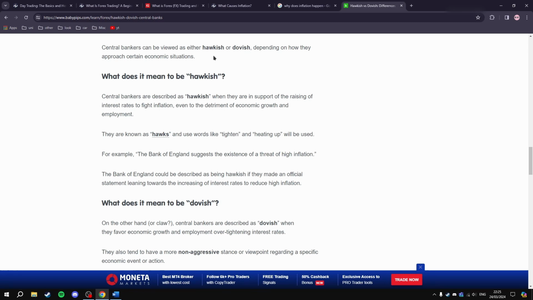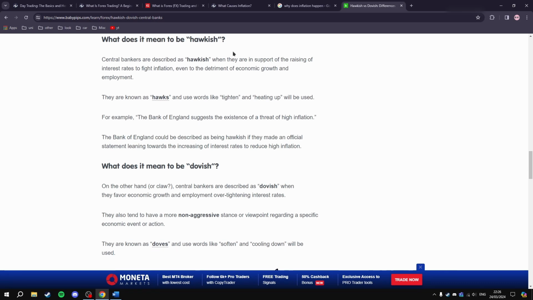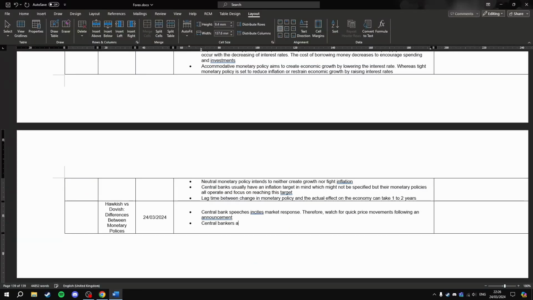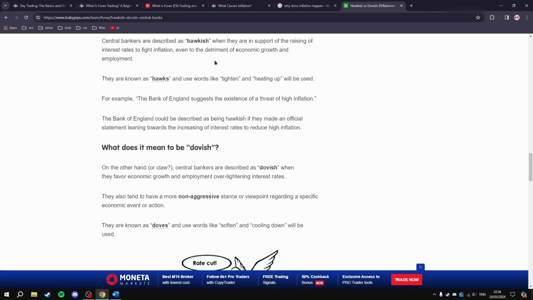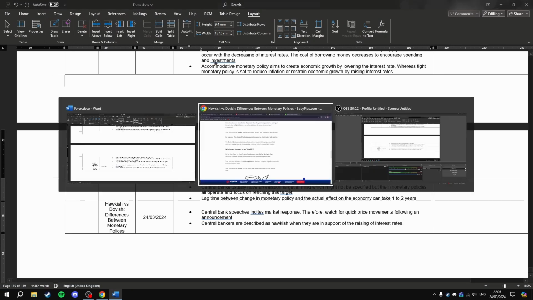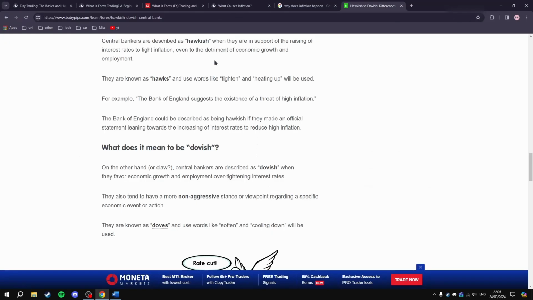Central bankers can be viewed as either hawkish or dovish depending on how they approach certain economic situations. What does it mean to be hawkish? Central bankers are described as hawkish when they're in support of raising interest rates to fight inflation, even to the detriment of economic growth and employment.